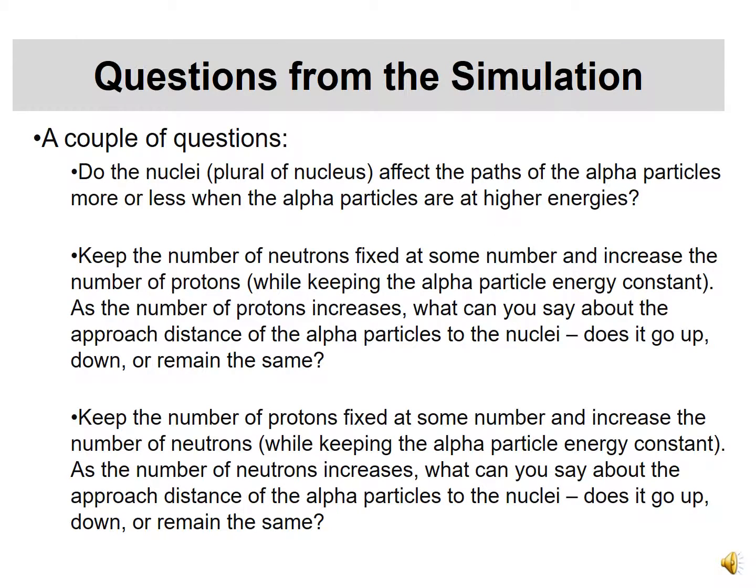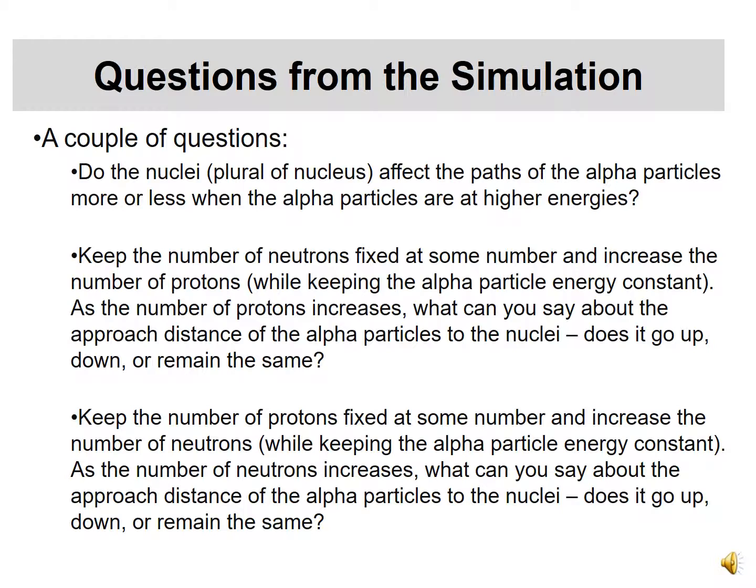So a couple of questions come out of this. One is, do the nuclei in that gold foil affect the path of the alpha particle more or less when the alpha particles are at higher energy? So crank up the energy of the alpha particles and watch what happens. Do they go straighter, or are they deflected more as they go through?